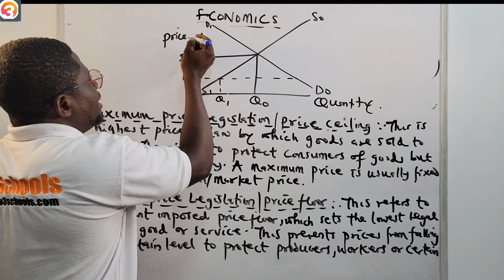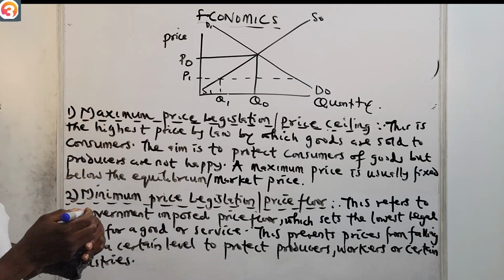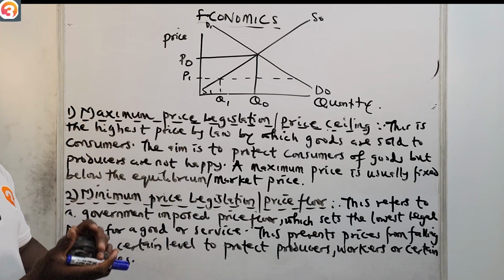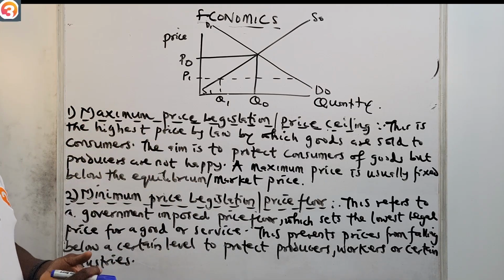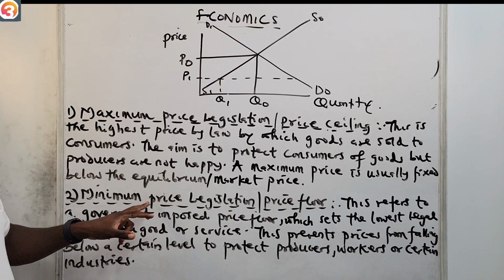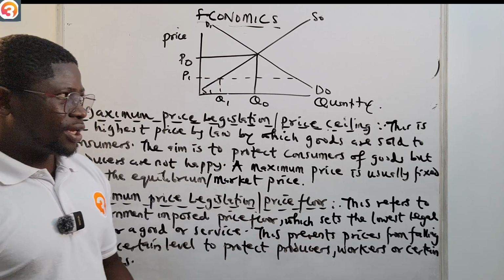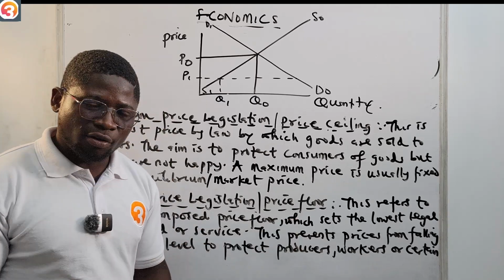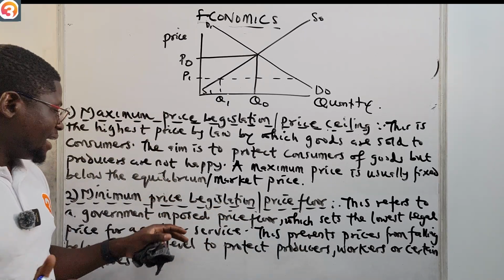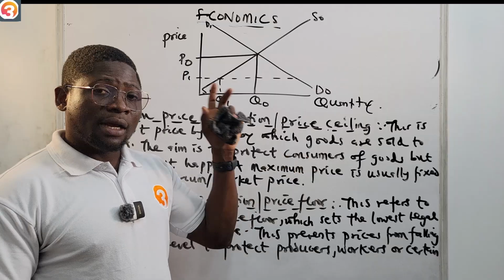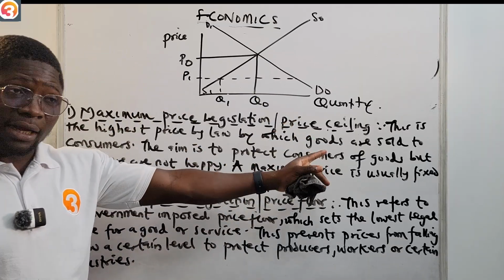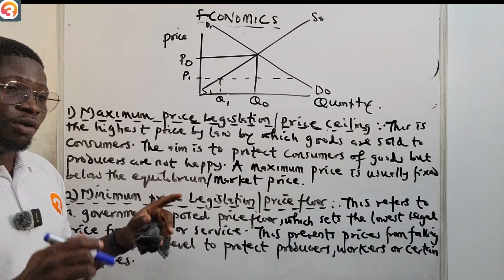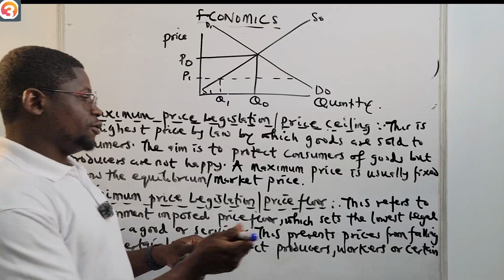We've not gotten to minimum price legislation, but just keep this thought for now. Minimum price legislation is also called price floor. Maximum is called price ceiling, minimum is called price floor. Take note. Are we together? Maximum price legislation is called price ceiling, while minimum is called price floor.